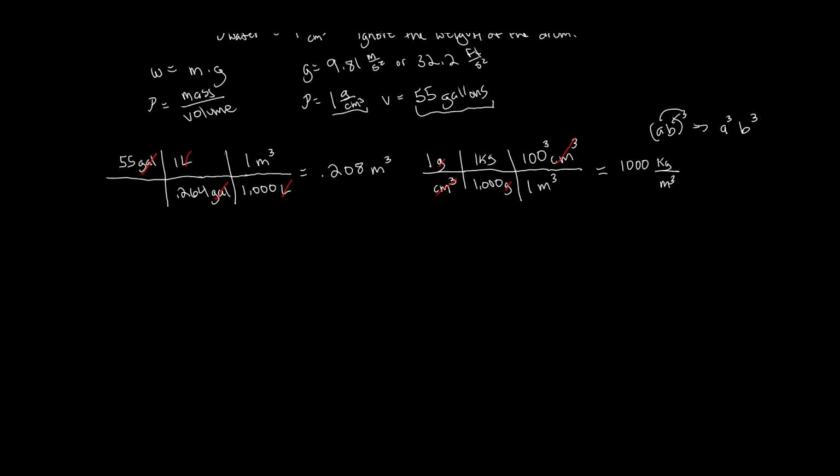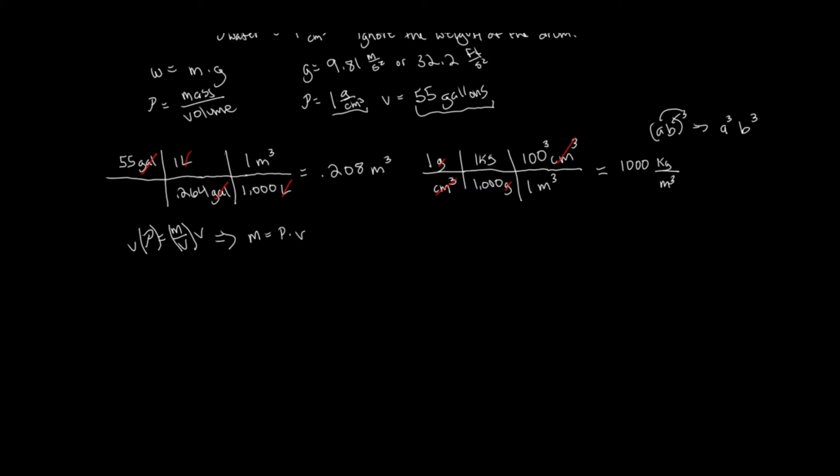Now let's go back down. Now, we have density is equal to mass over volume. And right now we have a volume and we have a density. We need a mass, which means that we need to get mass by itself. So we're going to multiply both sides of the equation by volume, and that's going to bring us to mass is equal to density times volume.